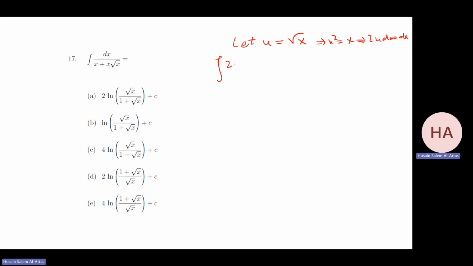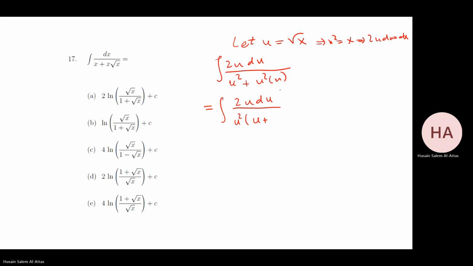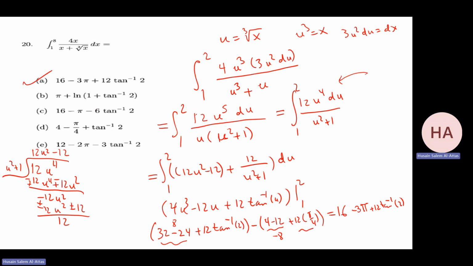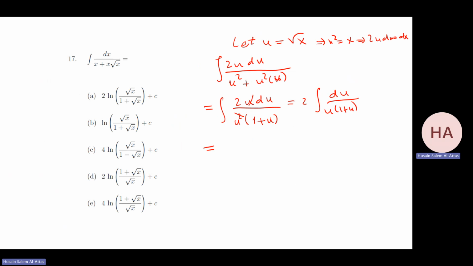I have dx ready. That will be 2u du over x, which is u square, plus u square times u, which is an easy one. That will be 2u du over u square plus u cube, so it's 1 plus u. This cancels, so you have 2 du over u times 1 plus u, which I need partial fractions for now. So it's substitution with partial fractions. The previous one was substitution with long division and then a regular integral.